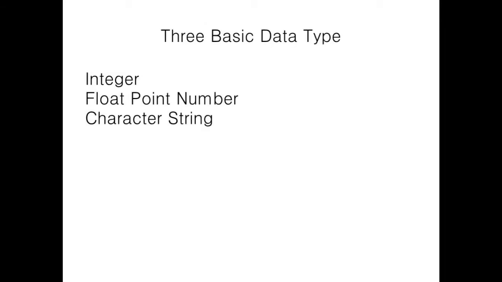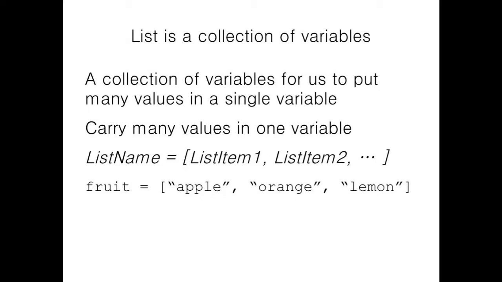So far in this course, we've talked about 3 different kinds of data type, namely integer, float, and character string. A Python list is a collection of variables to put many values in a single variable. So you can have a list to carry many values in one variable.